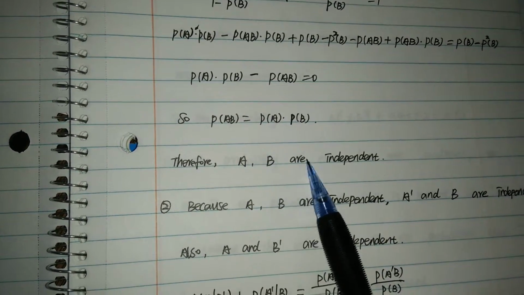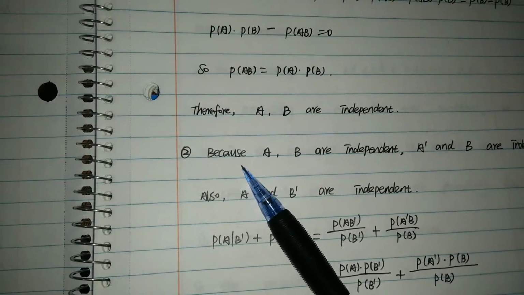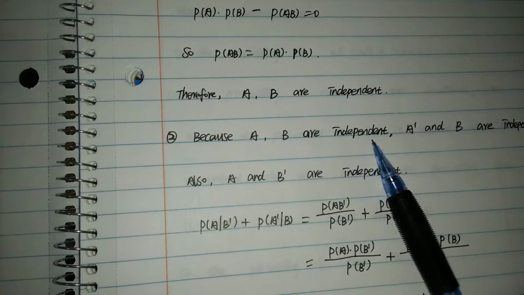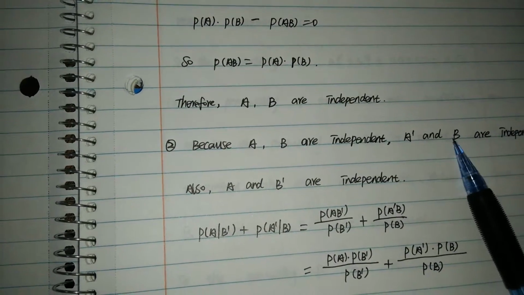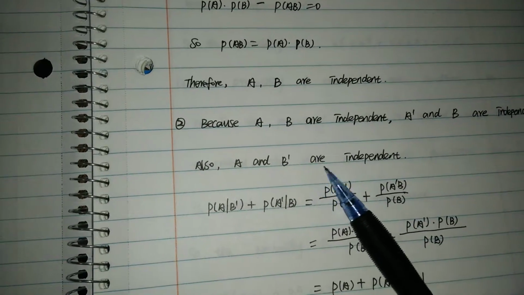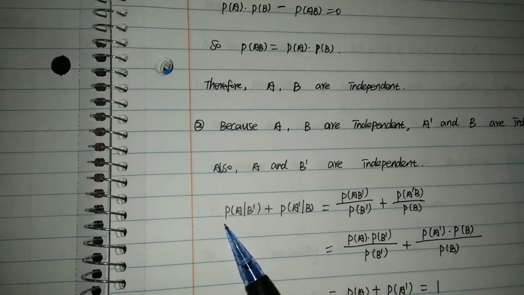Therefore, A and B are independent. Now we begin to prove from right to left. Because A, B are independent, A naught and B are also independent. Also, A and B naught are independent. So we can rewrite this equation.